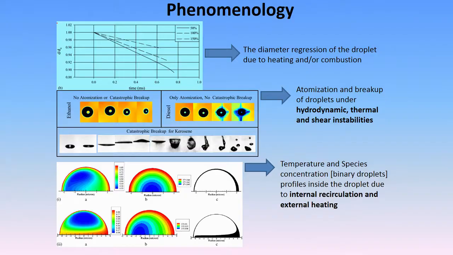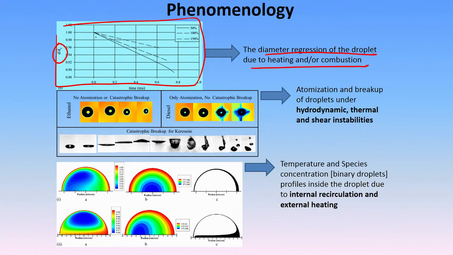In the lecture before, we looked at how these droplets actually evaporate. Now, let us look at some of the phenomenology of such a droplet system. Say, for example, if you look at this particular plot taken from the work of Dsquared et al., it shows that there is a diameter regression of the droplet due to heating and/or combustion. So, basically the droplet diameter shows a decay with time.